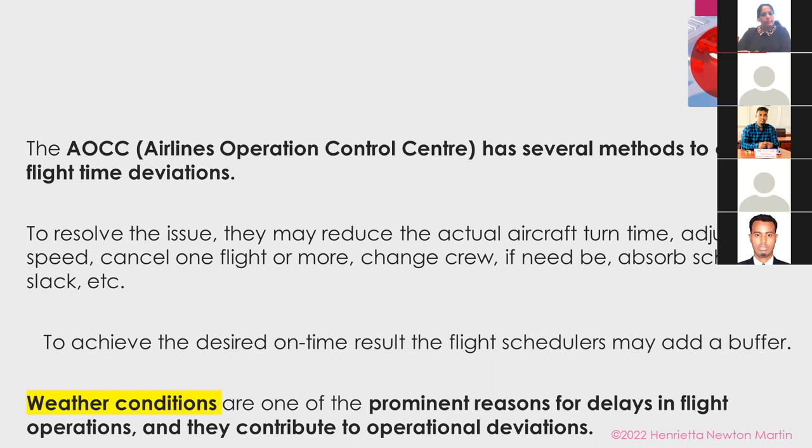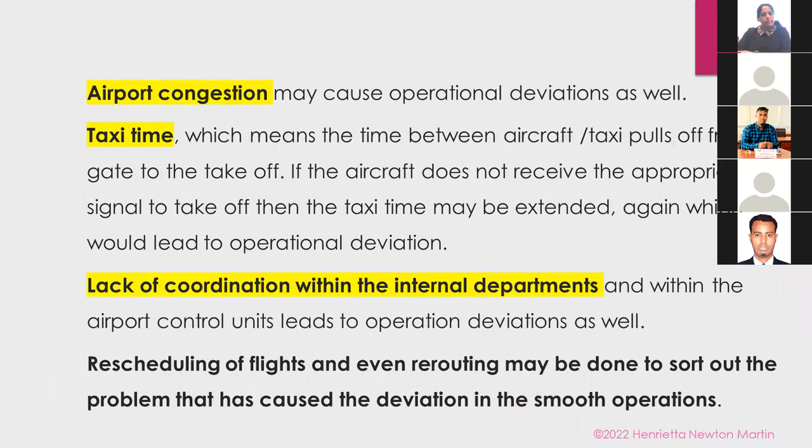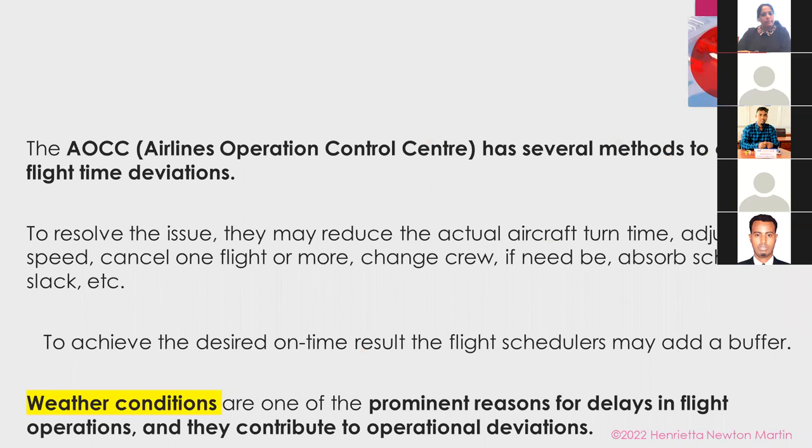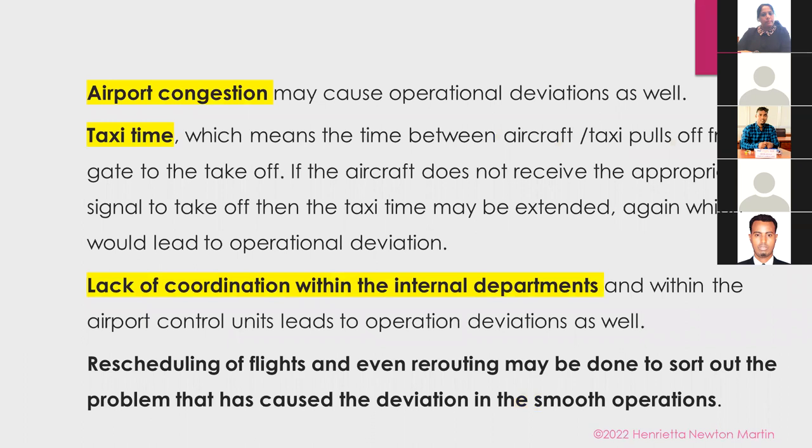What causes these operational deviations is, of course, the weather conditions, which can hinder smooth, effective operations of airlines, then gate scheduling, or even airport congestion, taxi time, and lack of coordination within the internal departments. See, here, weather conditions, of course, is not in your hands. Sometimes gate scheduling might be difficult because of air condition possibly. And again, the aircraft may not get proper signals.